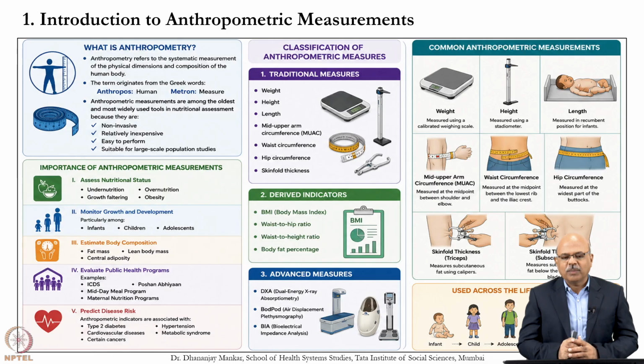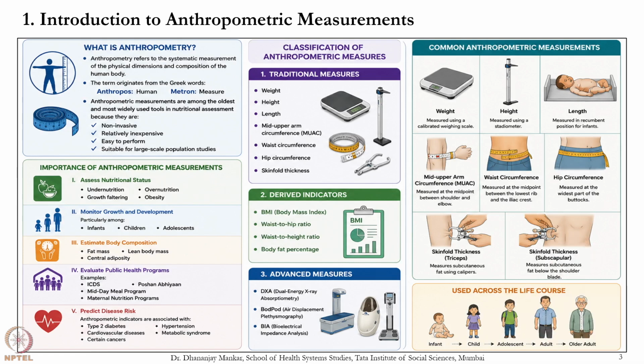Then come the advanced measures, that is DXA, dual energy X-ray absorptiometry, then BOD POD, air displacement plethysmography, and BIA, that is bioelectrical impedance analysis. DXA, BOD POD and BIA are very advanced measures which are being given more priority in the coming days. But what are the common anthropometric measurements?